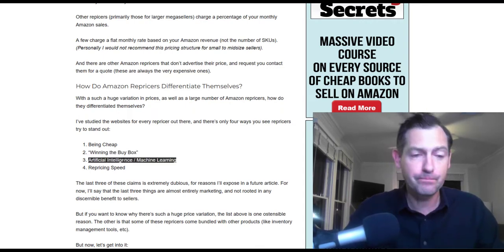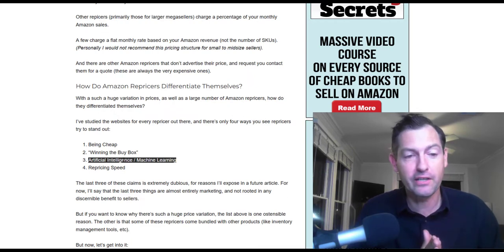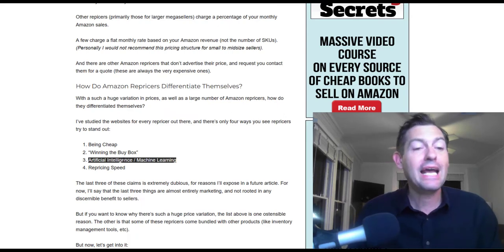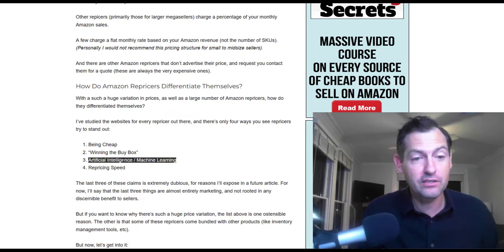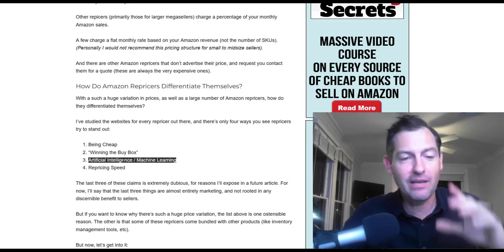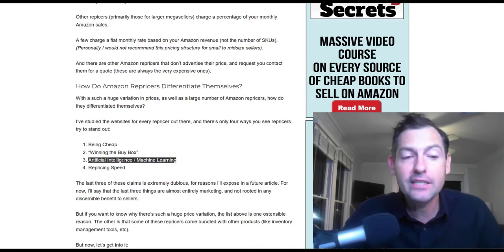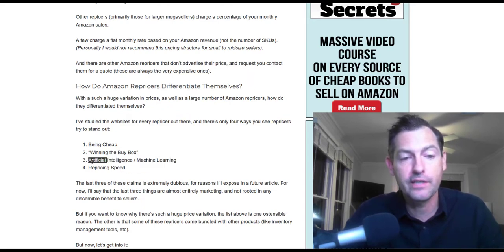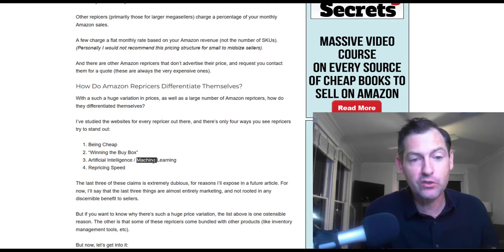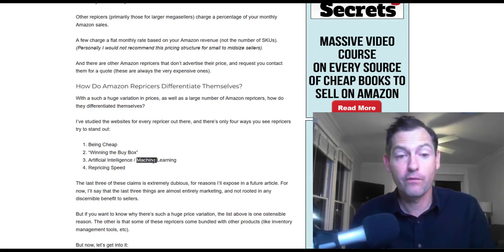Okay. Second thing that's a very dubious claim is a repricer that claims to have artificial intelligence or machine learning. Now, it's not to say that artificial intelligence and machine learning cannot have a role in repricing. Absolutely. But what bothers me about this claim is that, and I'm going to make a separate video about this because it's too big of a subject, I contacted most, not all, but most of the repricers that claim to offer artificial intelligence or machine learning, and I asked them to specifically explain to me in layperson terms what exactly they are offering that will translate to more sales for my Amazon business.